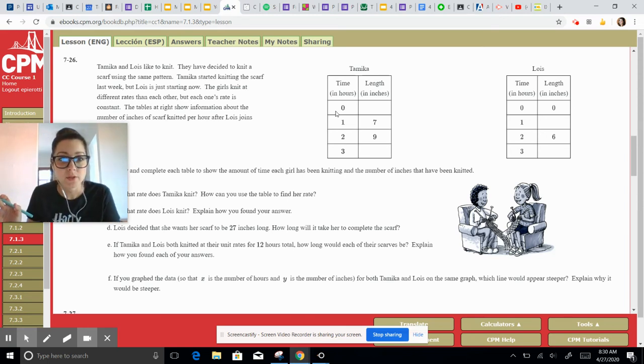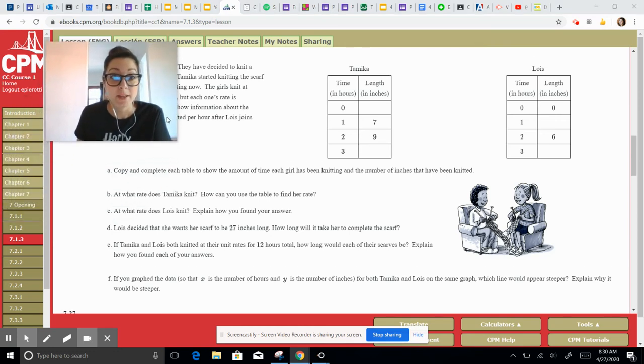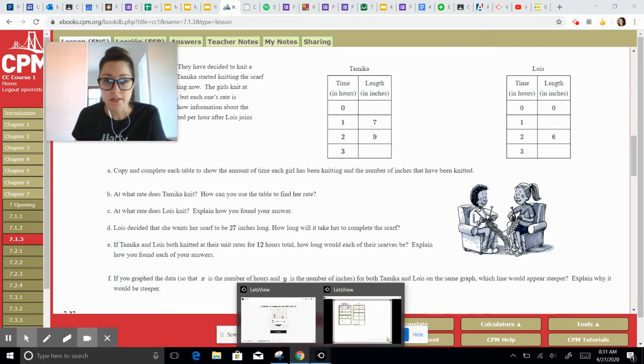Okay, so what we're going to do here is complete the table and then try to find the rates at which they knit and how long it's going to take them to complete a scarf that's 27 inches. And then if they knitted for 12 hours, how long would the scarves be? And then looking at a graph. So again, like I said, I'm going to start this problem with you, but then the rest is going to be up to you. Okay, so I already created a table.